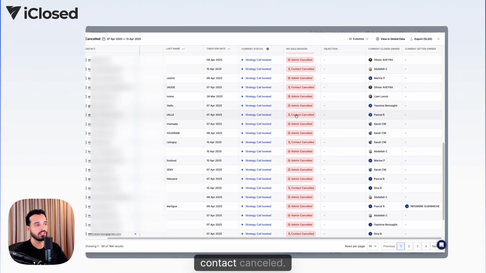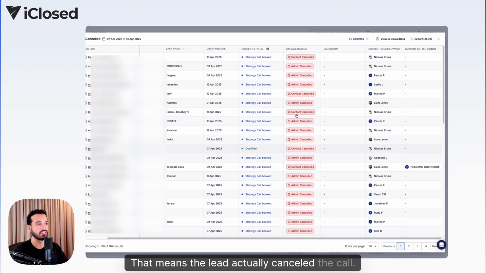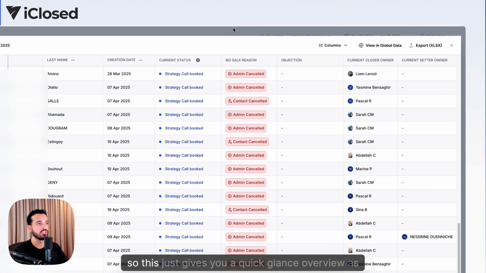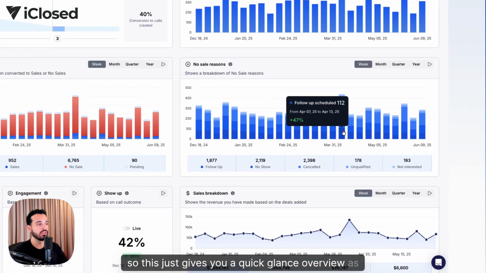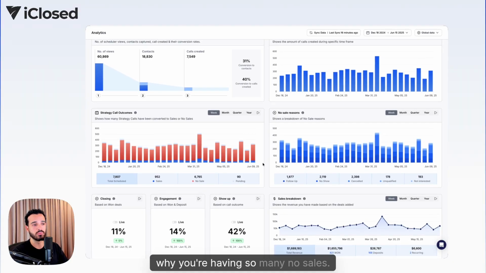Then you can see here, contact canceled. That means the lead actually canceled the call. All right, so this just gives you a quick glance overview as to why you're having so many no sales.